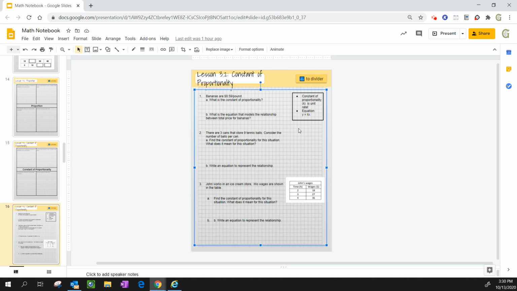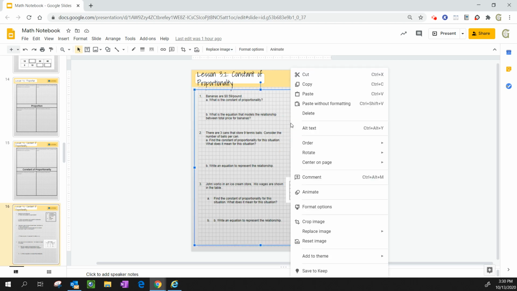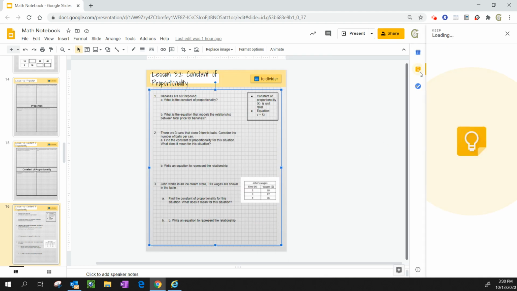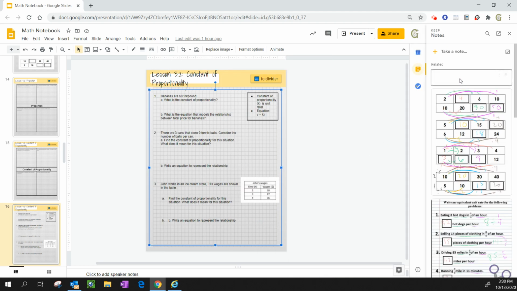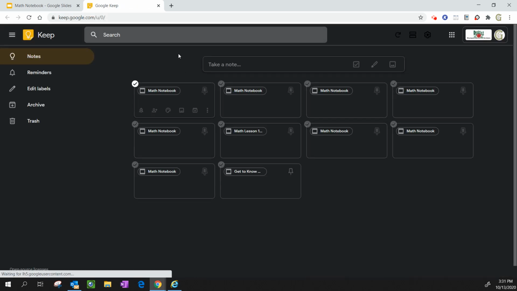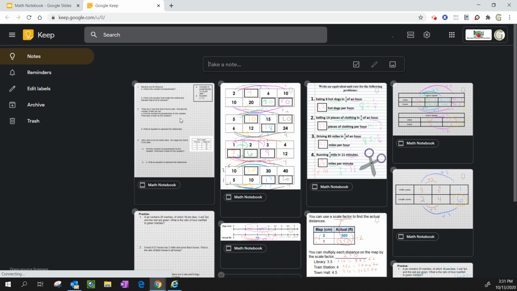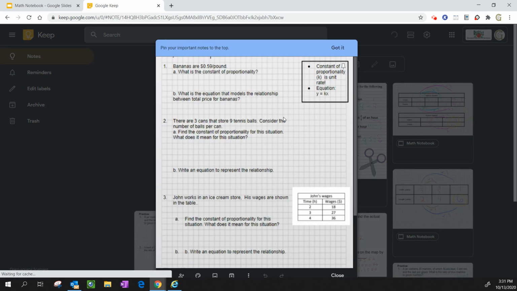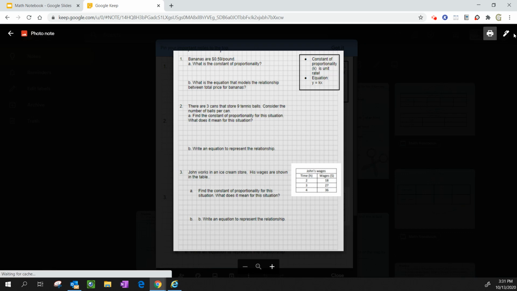So on here, you can go ahead and left click on it, then right click, save to keep. Then we'll go ahead and open in the new tab. I'll click it again so I get the pen. And here we go.